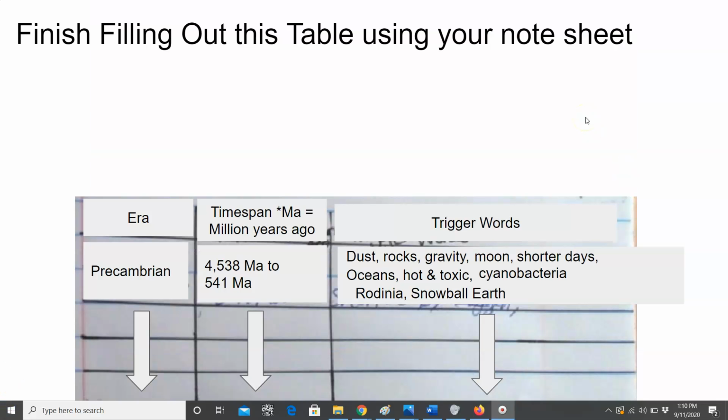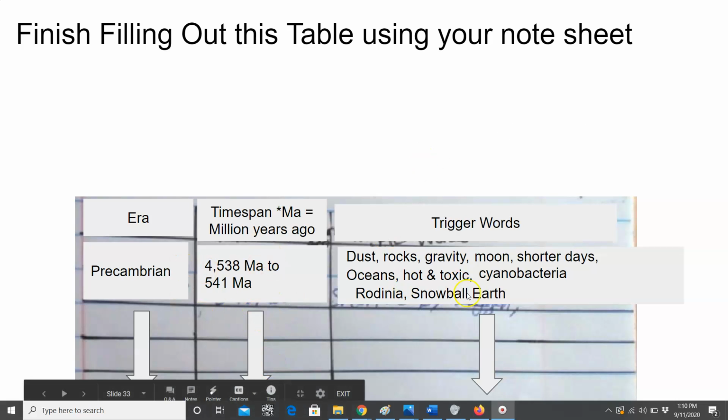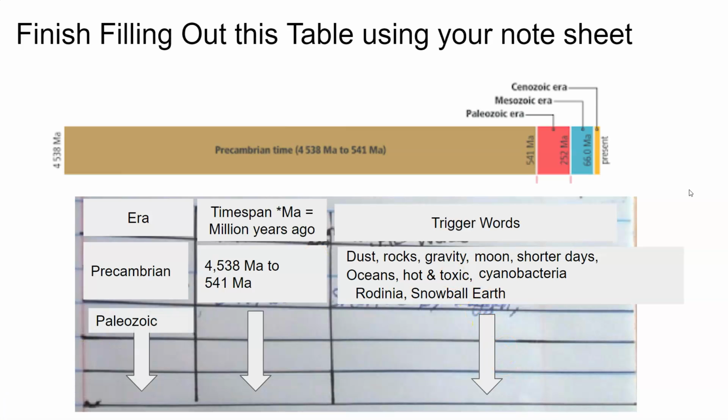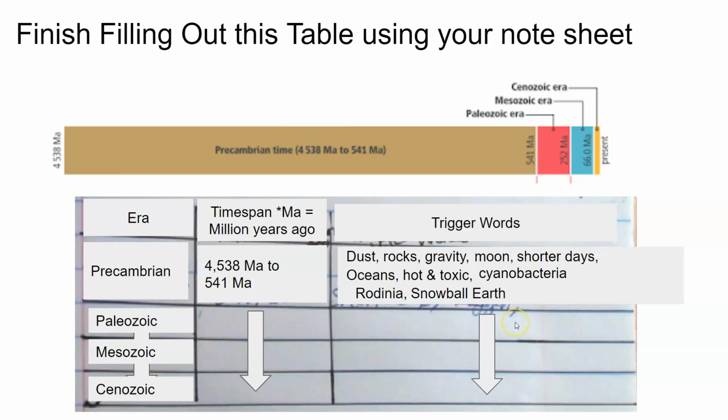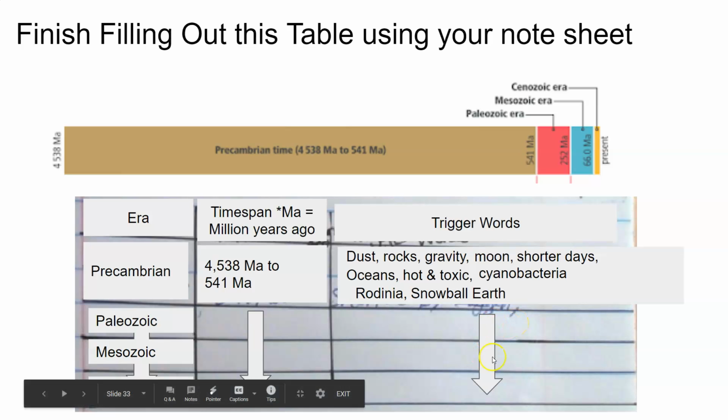Okay, so now what you're going to do is, I showed you how to do it for the first one. And so essentially what you can do is just follow what I have here for the Precambrian. But there are 3 more eras that you need to fill out. So you're going to finish filling out this note sheet, and you're going to fill it out for the Paleozoic, the Mesozoic, and the Cenozoic. So there are 3 more eras that you need to write down their time span using the timeline that you have in your notebook or the one here, and then identifying trigger words from your note sheet.